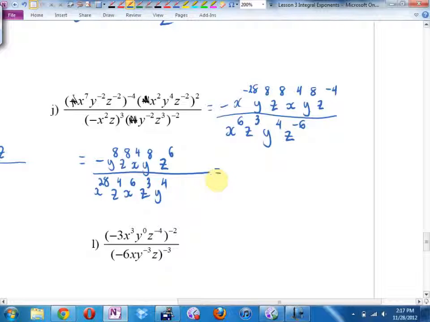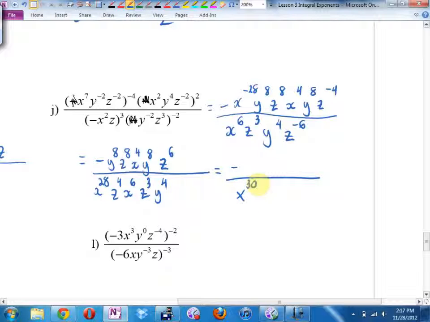My final answer. Negative or positive? Boom. How many x's on top? I see 4? Yeah? How many x's on the bottom? I see 34. How many x's will be left and where? I think 30 on the bottom.